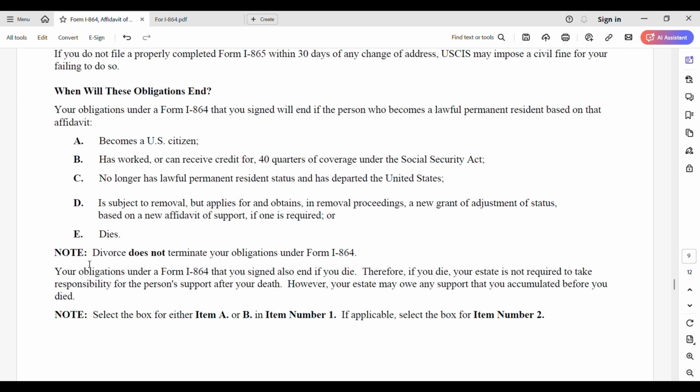You have to remember that. A lot of people get confused about this. Divorce does not terminate your obligation under Form I-864. Let's assume you bring your wife and you get divorced, but you still have the obligation for your divorced wife until she or he becomes a U.S. citizen or meets one of the conditions above. It is very dangerous, but it is what it is.